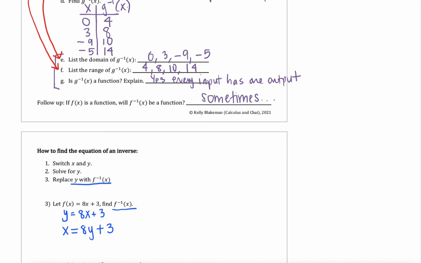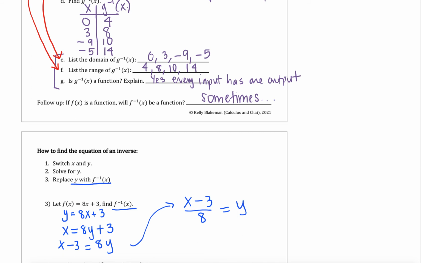And we do that because in an inverse, the domain and the range are switching, and our x here is representing the domain, and our y is representing the range. Now from here, we want to go ahead and solve for y, so we can subtract the 3 over and get x minus 3 equals 8y, and then our last step would be to divide through by 8 and get x minus 3 over 8 equals y.